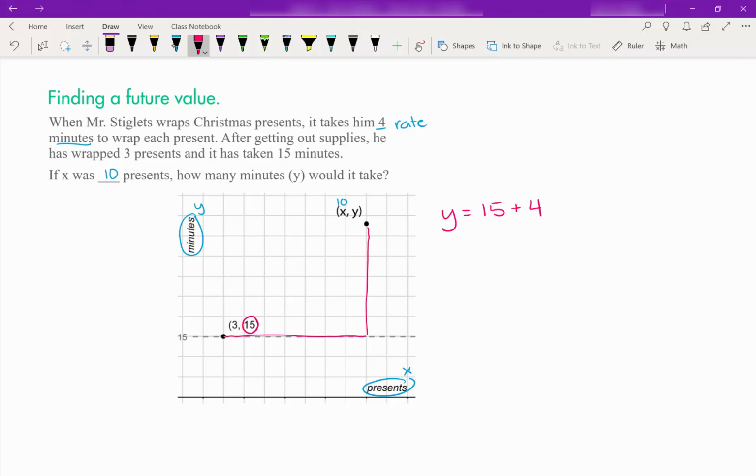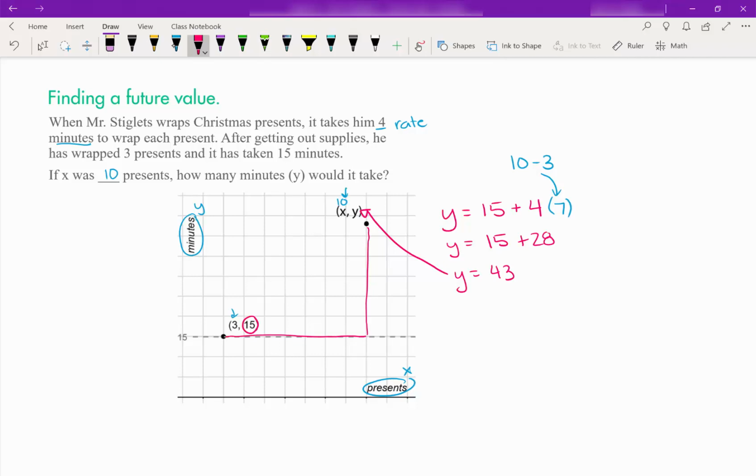But the question is, how many additional presents is that? Well, if I'm at 10 presents right now and I was at 3 before, then I can figure out that difference by doing 10 minus 3. And that number would be 7. So 4 minutes per present times 7 more presents means that I'm adding on 28 additional minutes to the 15 that I already have, which means that I'm going to be at 43 minutes. So therefore, the value of y would be 43 right there, if x was 10.